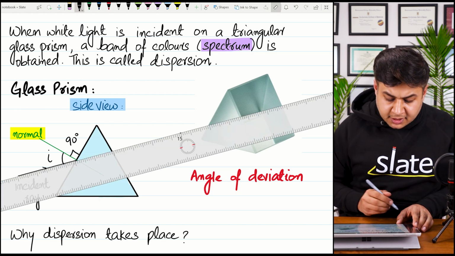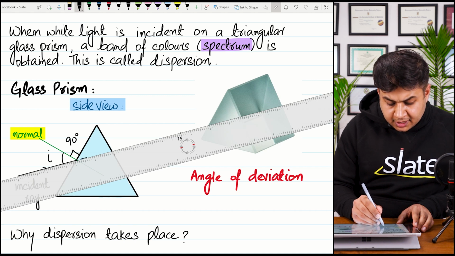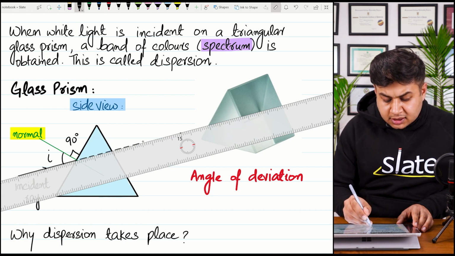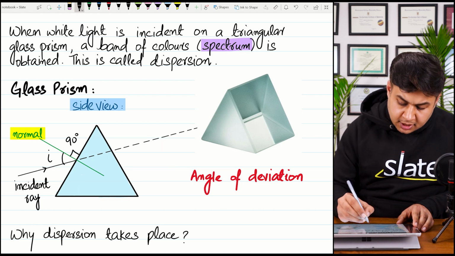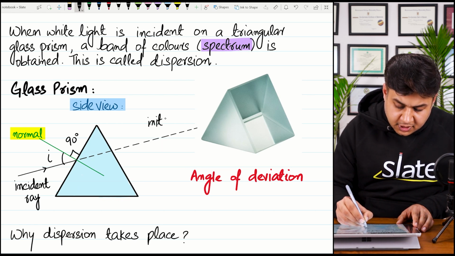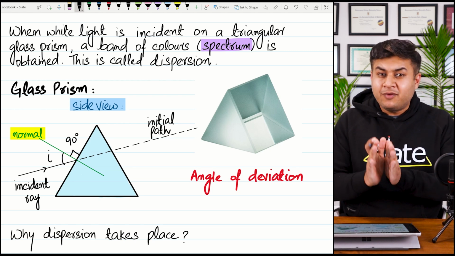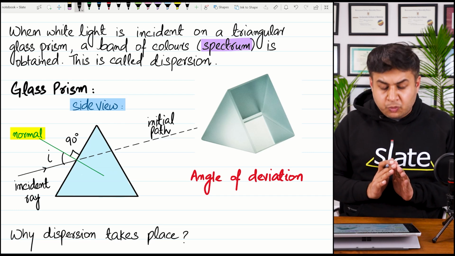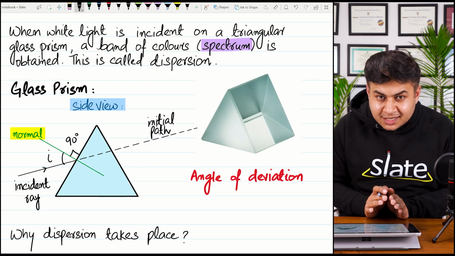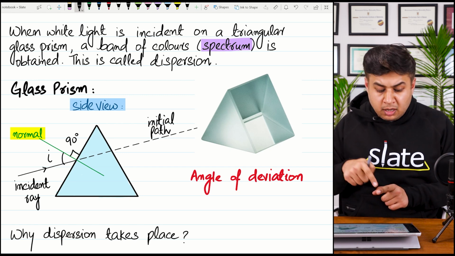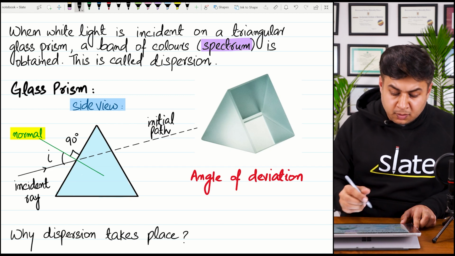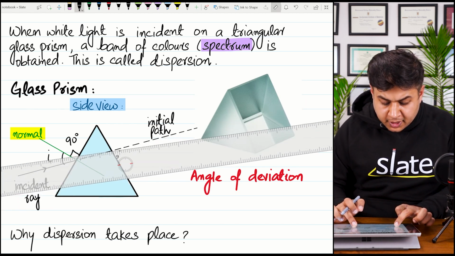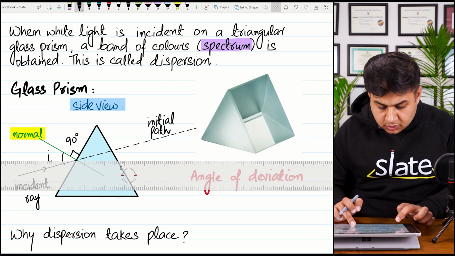Here I will also draw its undeviated path. If its direction did not change, it would have emerged along this straight path. So this is the initial path of this ray of light. But the ray of light will never go in this direction, because when it passes through this glass prism, it will refract. Rather, it will refract towards the normal, because when a ray of light moves from a rare medium to a dense medium, it bends towards the normal. So, here it is.